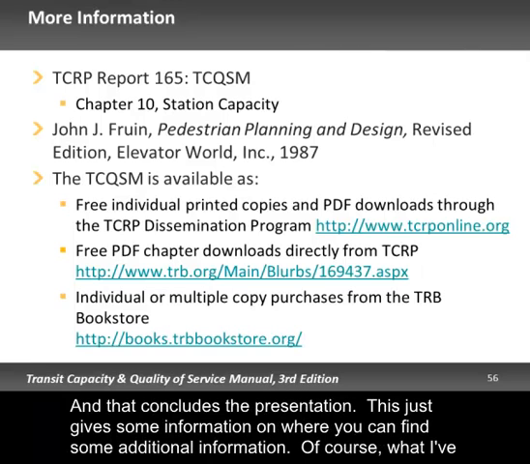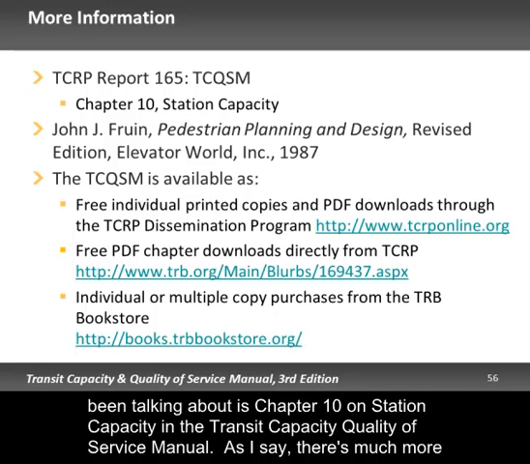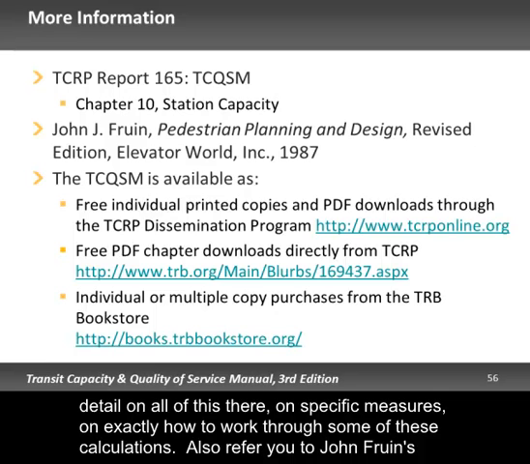And that concludes the presentation. This just gives some information on where you can find additional information. Of course, what I've been talking about is Chapter 10 on station capacity in the Transit Capacity and Quality of Service Manual. As I say, there's much more detail on all of this there, on specific measures, on exactly how to work through some of these calculations.